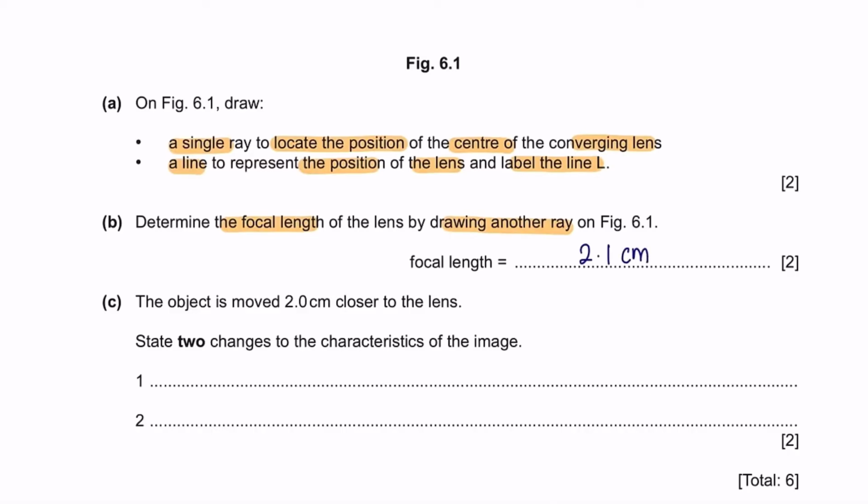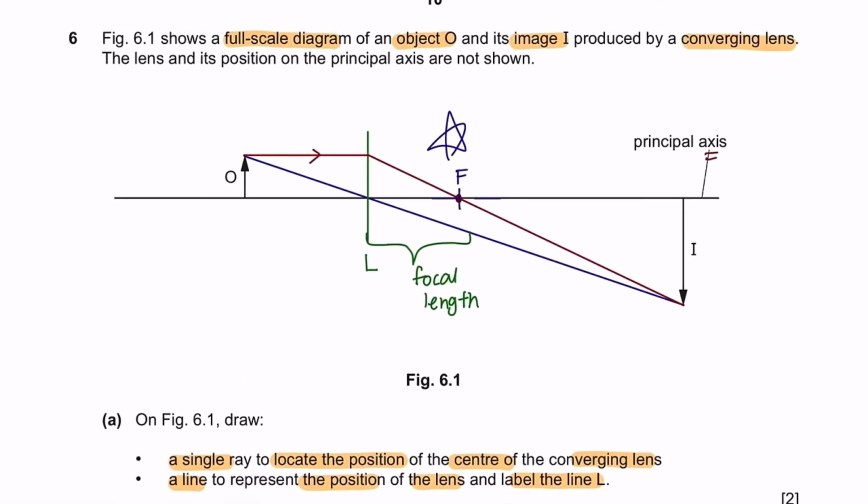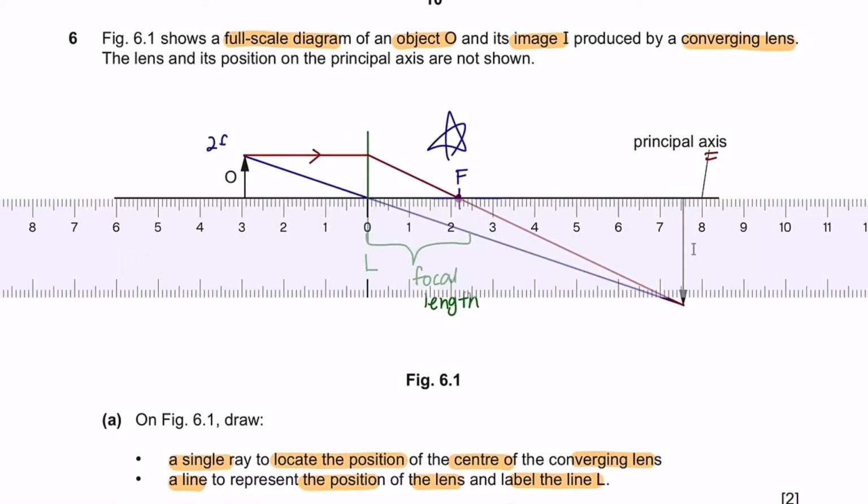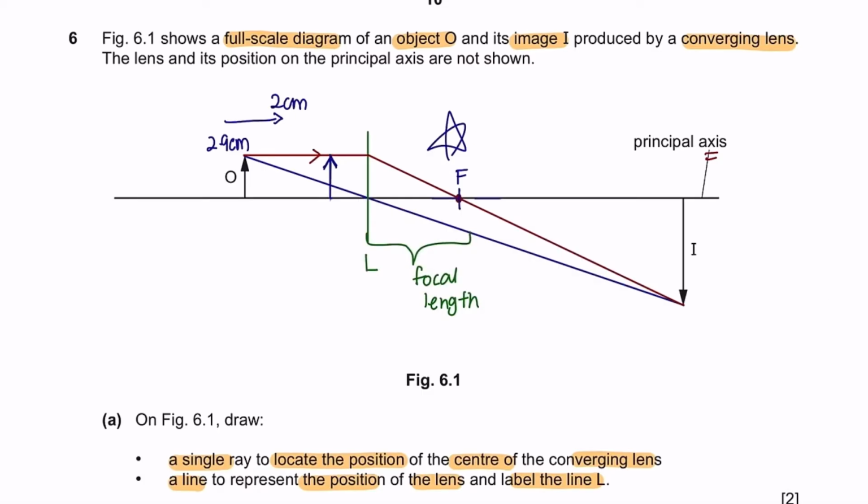Next, question C. The object is moved 2 centimeters closer to the lens. State the changes to the characteristics of the image. Okay, the object right now is placed at 2.9 centimeters. If it was moved 2 centimeters closer, the object's new position would be over here. So let's see what happens to the image of the object.